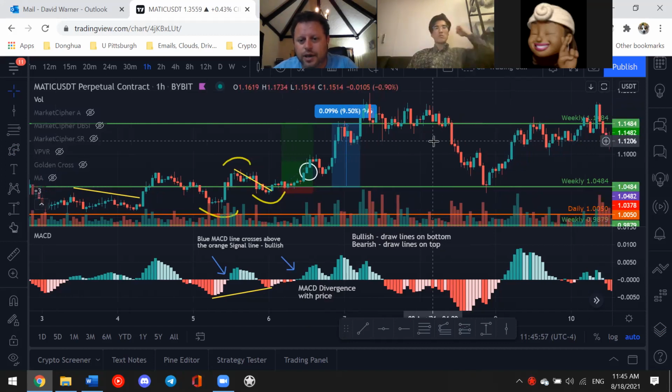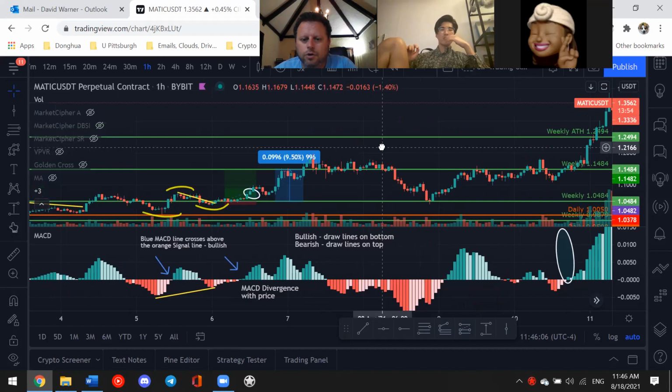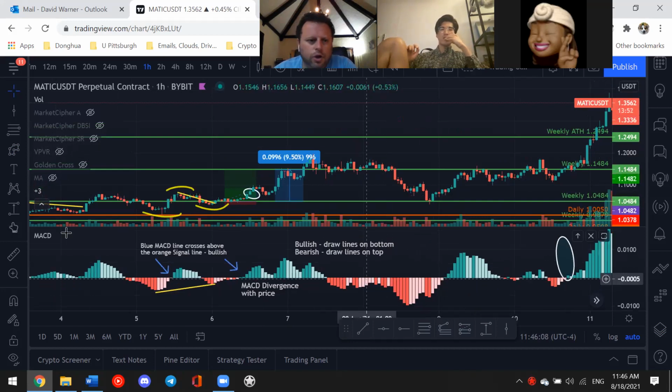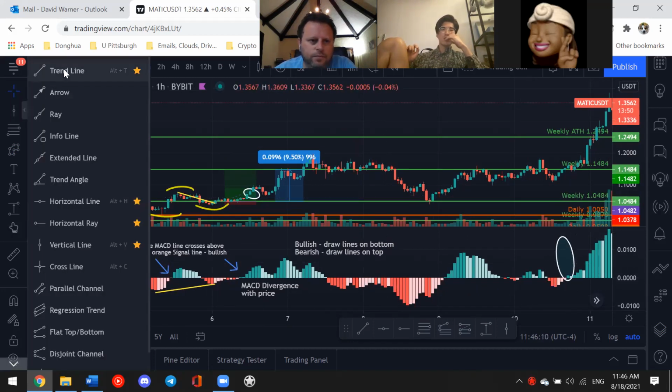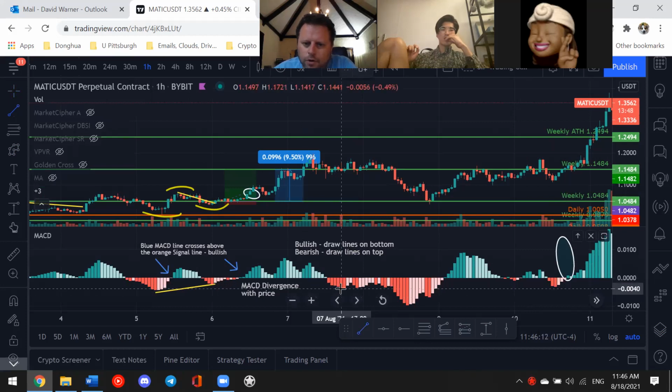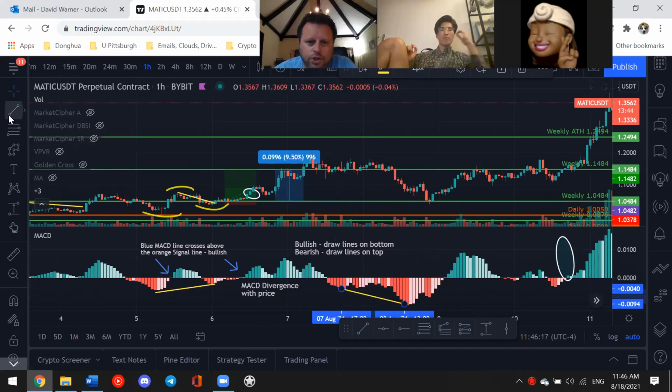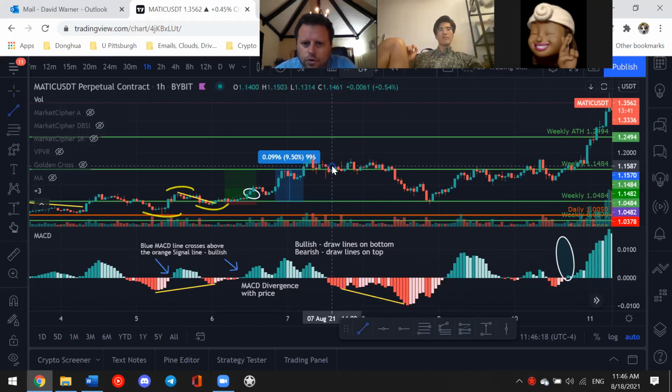David: Do divergences work in the opposite way as well? Oh, definitely. Look right here. You have momentum slowing down. But you have price, oh, sorry, it's bullish, so it should be below.